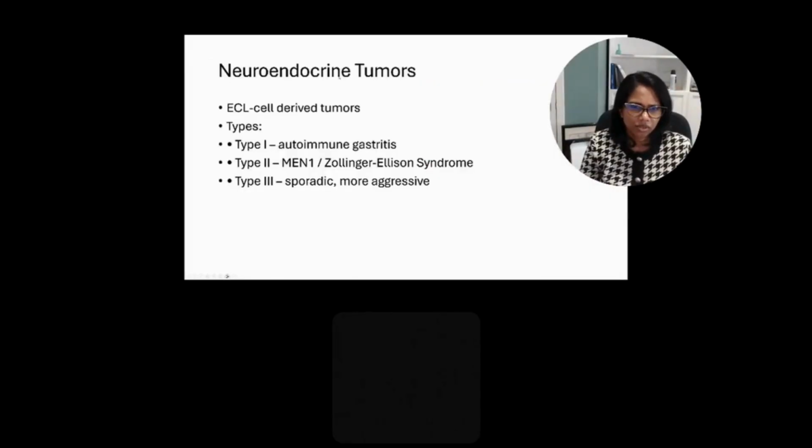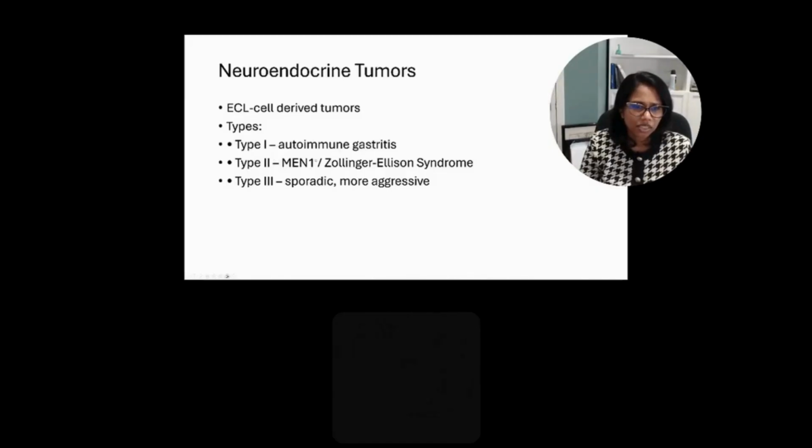And the neuroendocrine tumors. The neuroendocrine tumors in the stomach are all ECL cell derived, and they can be divided into types 1 to 3. Type 1, I briefly mentioned before, is one that's a result of autoimmune gastritis. So as I mentioned, there's ECL cell hyperplasia, which eventually leads into a neuroendocrine tumor.